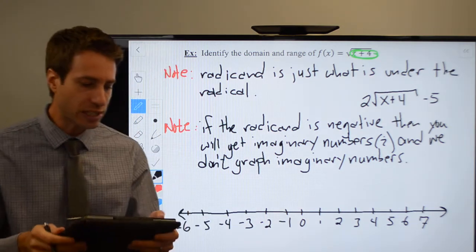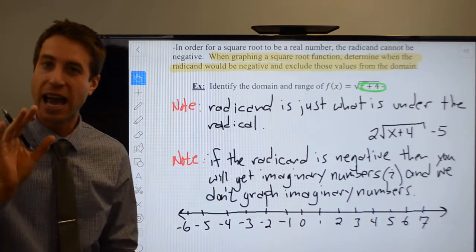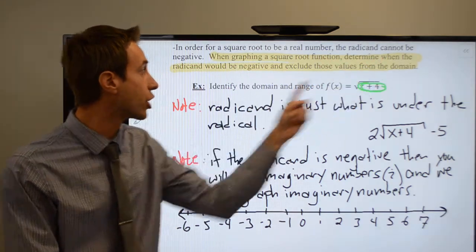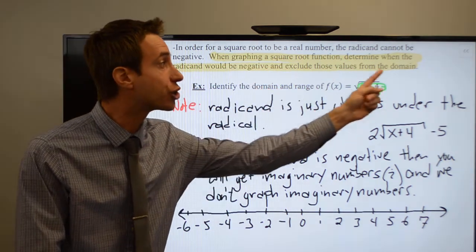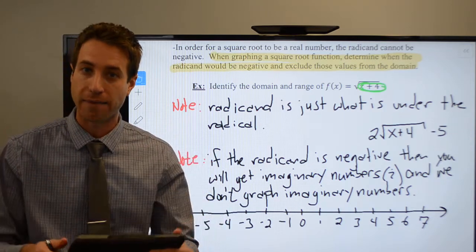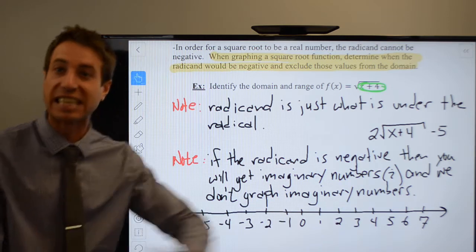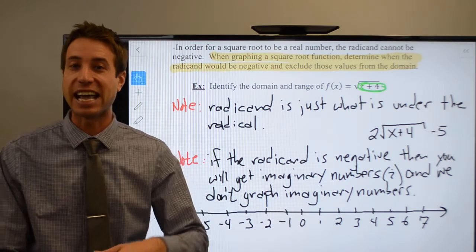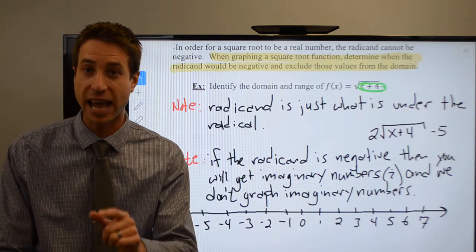Okay, now, please read this definition again very, very carefully and understand what I'm saying here. When graphing a square root function, you need to determine when the radicand is negative and exclude those values from the domain. Here's what I'm not saying. I am not saying that all negative numbers get left out. That is not what I'm saying. What I'm saying is you have to exclude values that make the radicand negative.